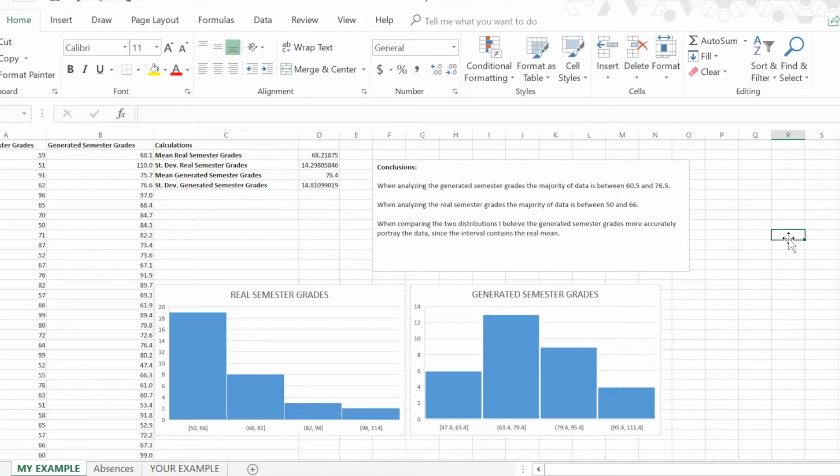We might talk about the shape, if one's skewed, if one's not. One might contain the mean. As we'll see in the next example, sometimes that generated data actually gives us unrealistic answers. It gives us values that don't make sense. So we'll see that there as well.